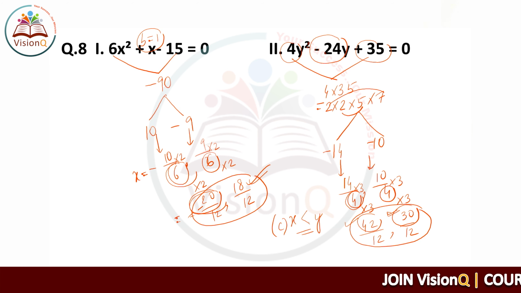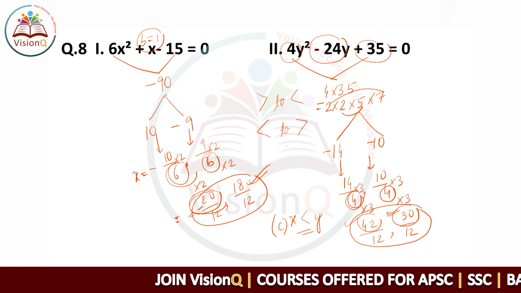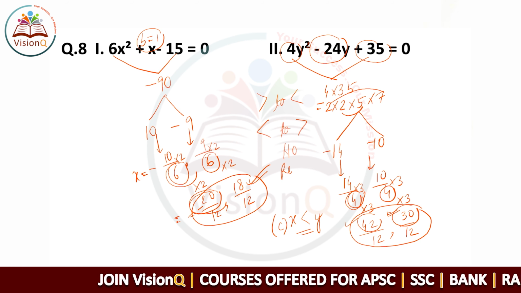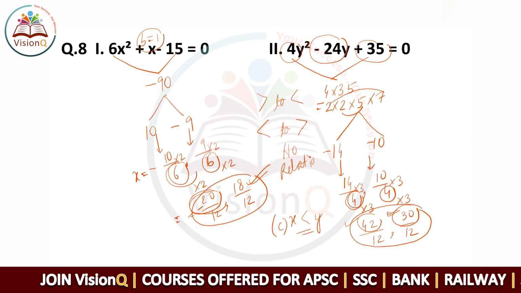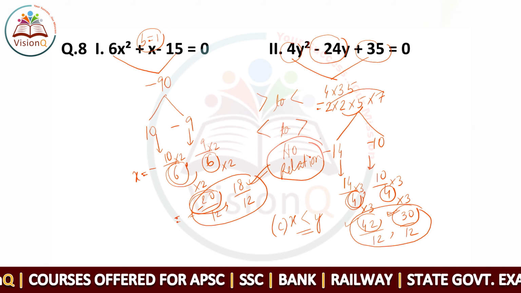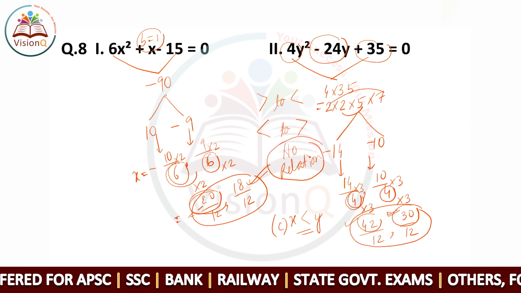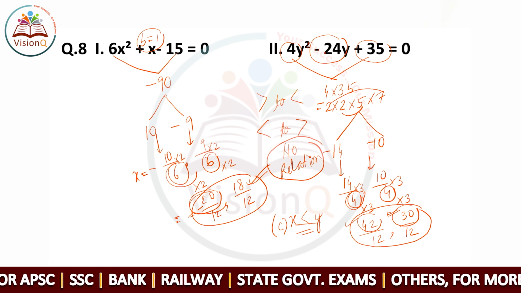In between the comparison, if any sign changes, either from greater than to less than or from less than to greater than, answer will be no relation. Because it is not possible to find relationship between x and y in that particular case. The right answer of this question is option number C, x is less than y.